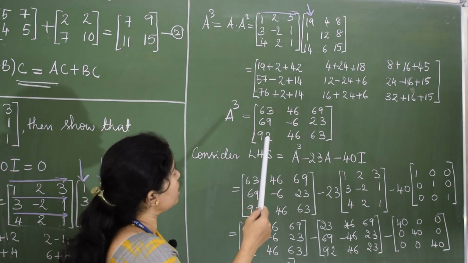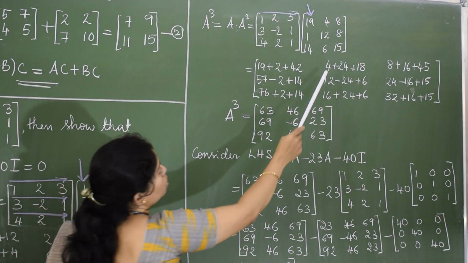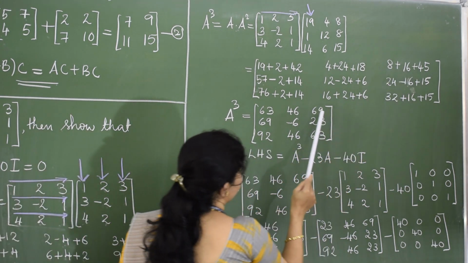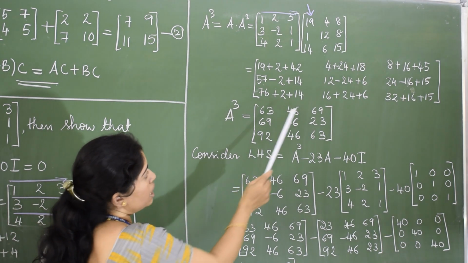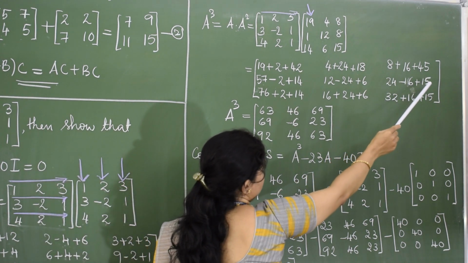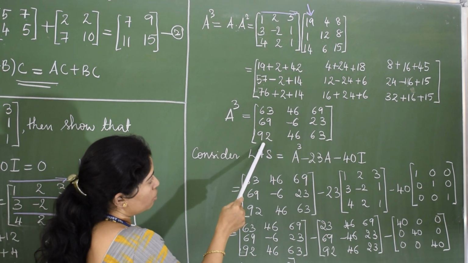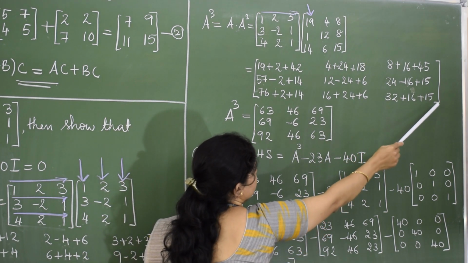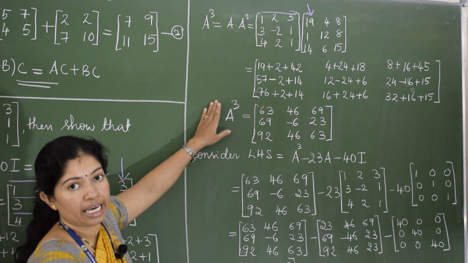Next you have to simplify them. So 19 plus 2 plus 42 will give you 63. 4 plus 24 plus 18 will give you 46. 8 plus 16 plus 45 will give you 69. 57 minus 2 plus 14 will give you 69. 12 minus 24 plus 6 will give you minus 6. 24 minus 16 plus 15 will give you 23. 76 plus 2 plus 14 will give you 92. 16 plus 24 plus 6 will give you 46. 32 plus 16 plus 15 will give you 63. So we got our matrix A cube.